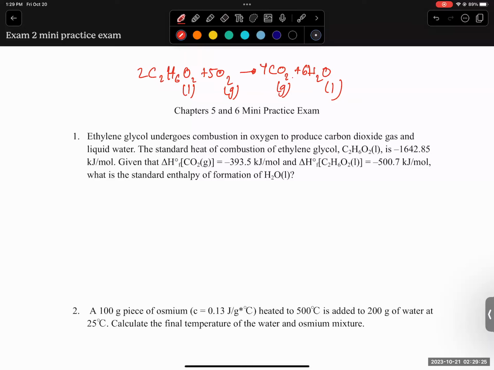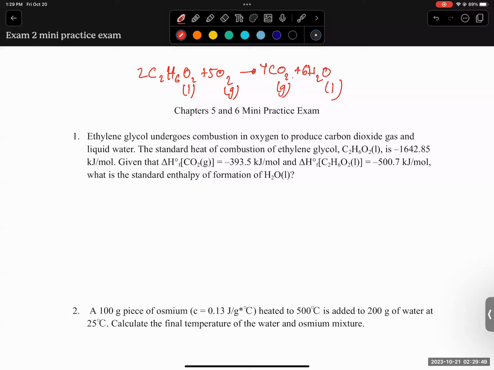All right, let's check if our equation's balanced. 4 carbons, good. 12 hydrogens, 12 hydrogens, good. 10, 4, 14 oxygens, 14 oxygens, we're good. This equation has now been thoroughly balanced. So now moving on to the next stuff.